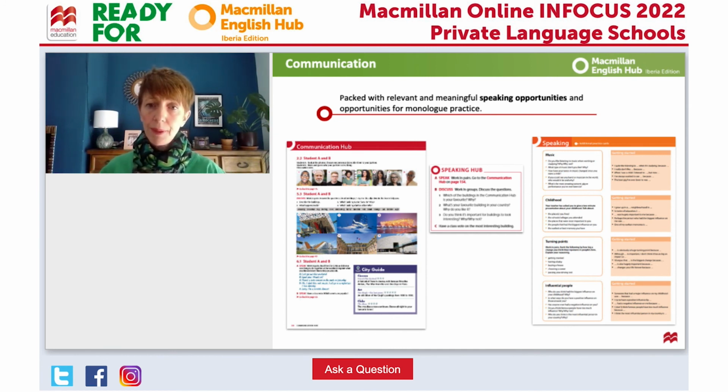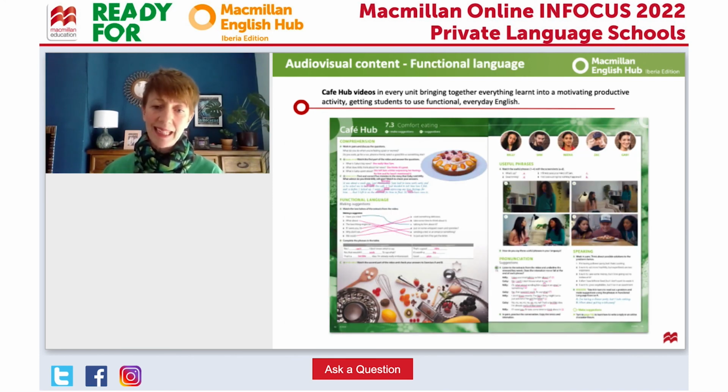But apart from that, you have the communication hub, you have some lovely speaking cards and speaking hubs dotted throughout the book. So it's a very communicative book, and it's one of the things that, in the feedback we're receiving, people are telling us they like most about it.